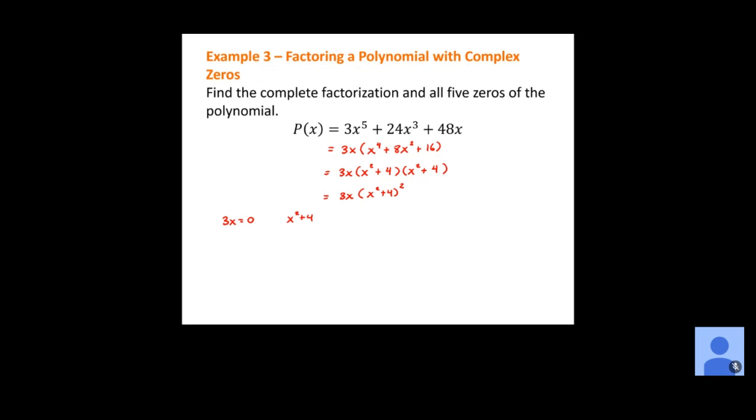Now for this first one, I'm just going to divide by 3. 0 divided by 3 gives us 0, so x equals 0 is one of our zeros. Now with this other one, when I set it equal to 0, I'm going to subtract the 4. That gives us x squared equals negative 4. Then we take our square roots. That gives us plus or minus the square root of negative 4. And now the square root of negative 4, remember, is going to give us a 2i. We have plus or minus 2i.